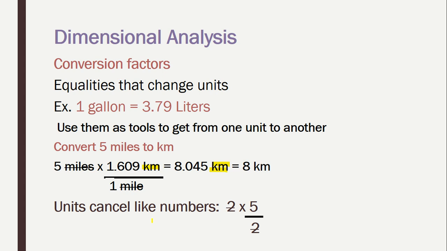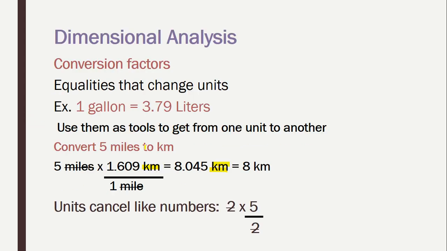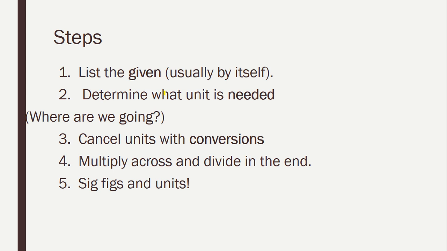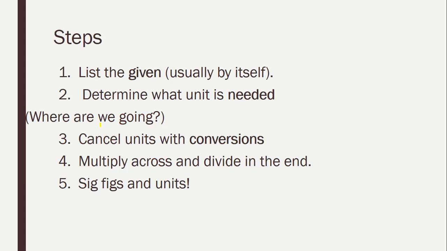All right, so here are some steps. The steps are: list what is given. It's usually by itself. So here we were given 5 miles, 2 kilometers, and we were given a conversion. So the 5 miles was by itself. That's where you're doing the given. Determine what unit is needed. What is the question asking? In this case, it was kilometers. You have to figure out where we are going.